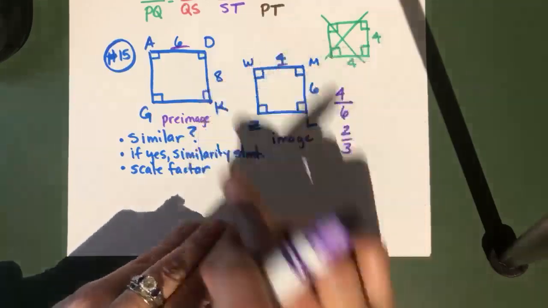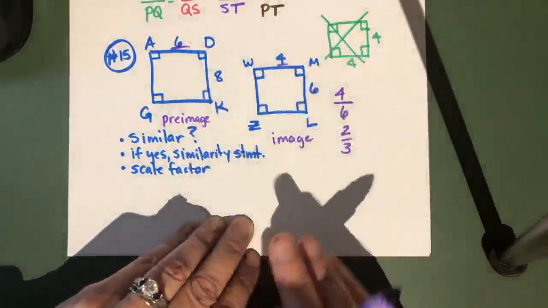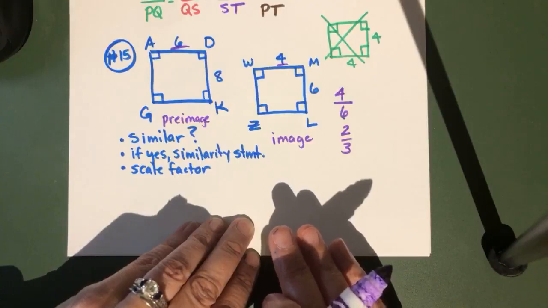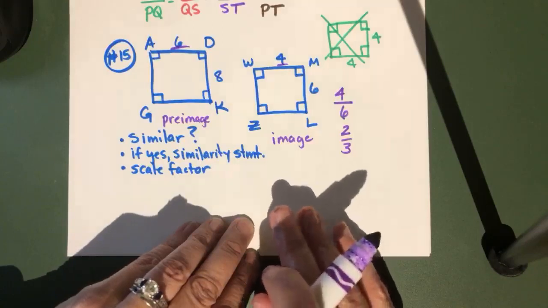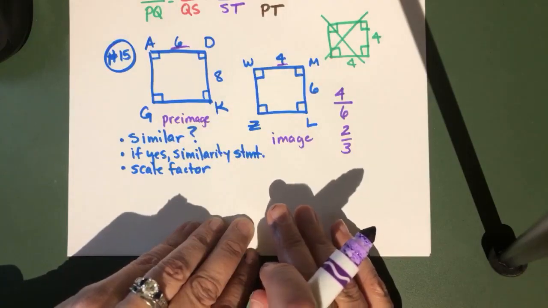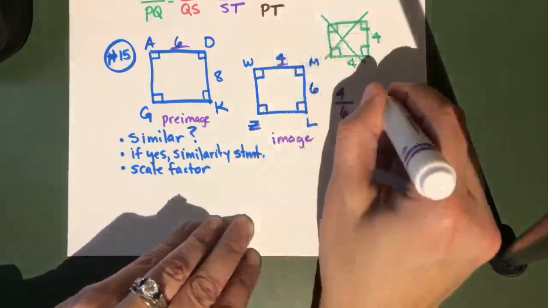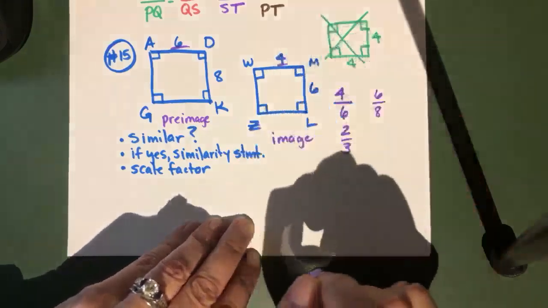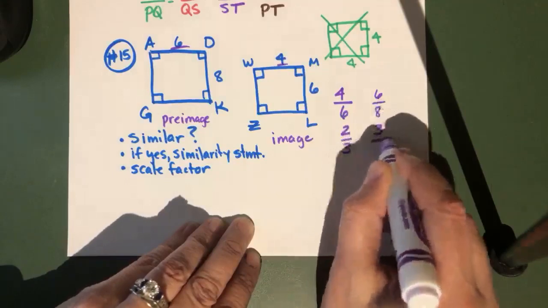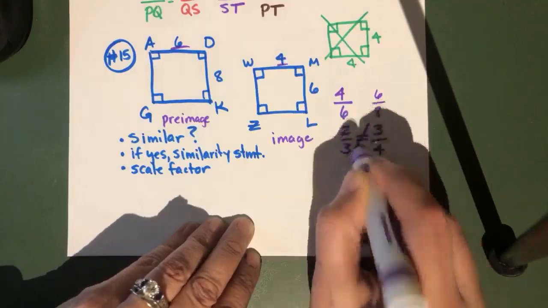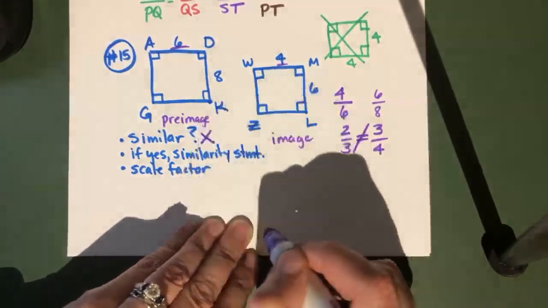So 6 over 8 would have to give us the same ratio. Okay, would have to give us the same ratio. So let's try it. 6 over 8. What does that reduce to? 3 over 4. Not equal, not similar.